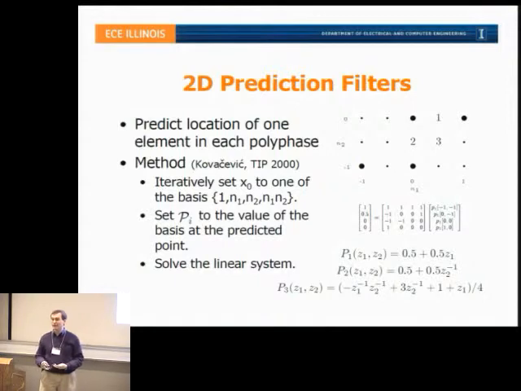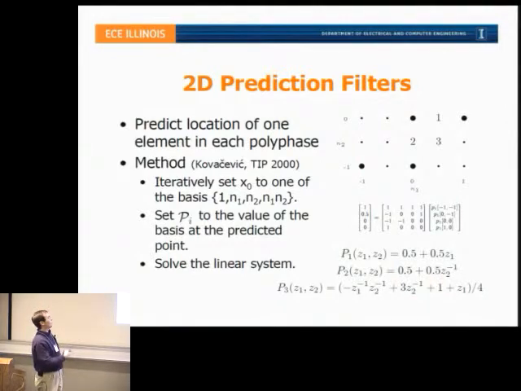So how can we do this? For the method following Kovacevic, we'll iteratively set each element of polyphase 0 to one of our basis functions. Because we have a bilinear class, our basis functions are 1, n1, n2, and n1n2.